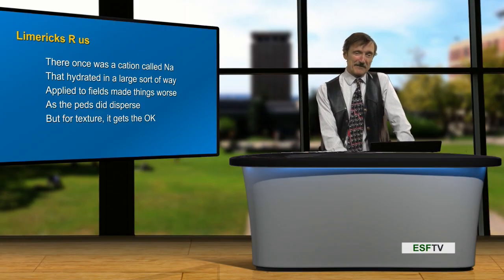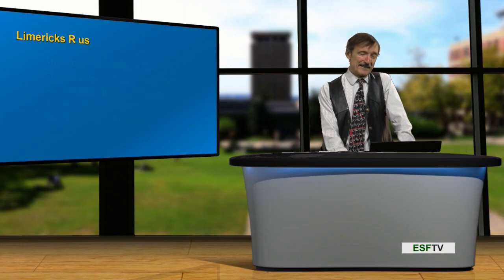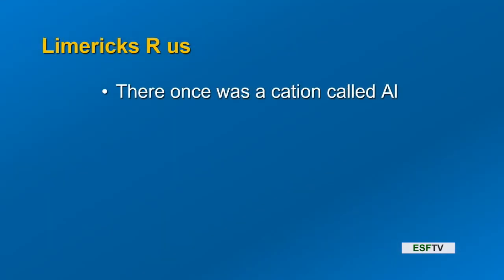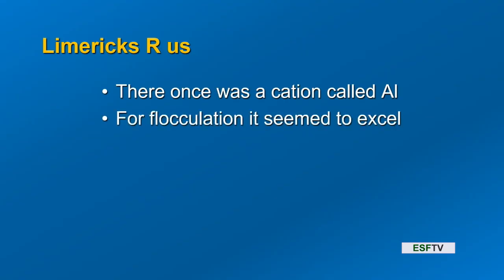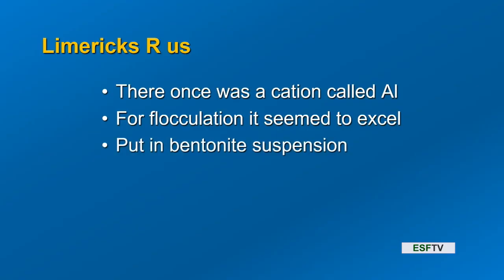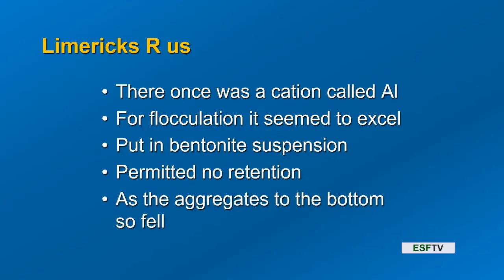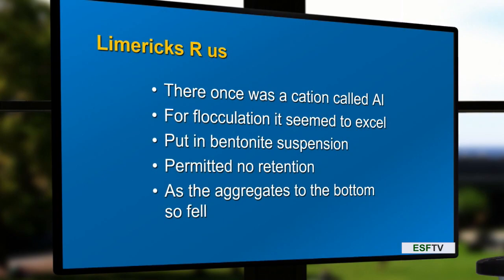And let's think about the other end of that, right? There once was a cation called Al, aluminium. For flocculation, it seemed to excel. Put in bentonite suspension, you'll remember that clay, permitted no retention. As the aggregates to the bottom, so fell. And think about the gentian violet you'll see this week.